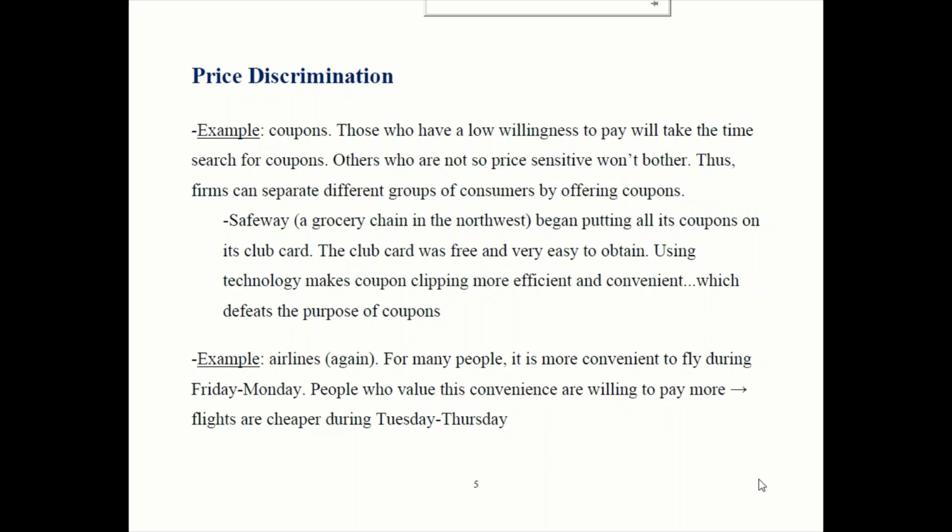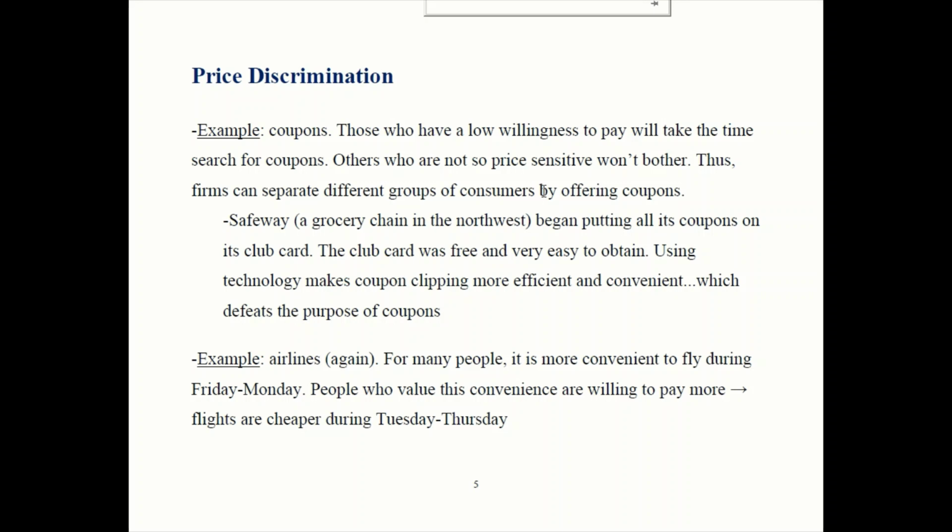Someone who is more well off might think, yeah, I could get a discount if I go look through coupons, but I think my time is more valuable and I'm not willing to go through all that extra trouble. So as a result, the people who have low income and low willingness to pay end up getting a discount because of the coupons, while people who have a higher willingness to pay, higher income, end up paying the full price.